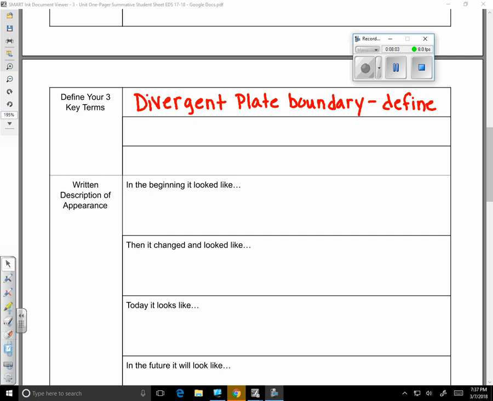So I need you to write on your graphic organizer where it says define your three key terms. The first one is divergent plate boundary. And I need you to define it in your own words. Write a sentence about what a divergent plate boundary is. If you need more time, please pause this recording so you can do that.